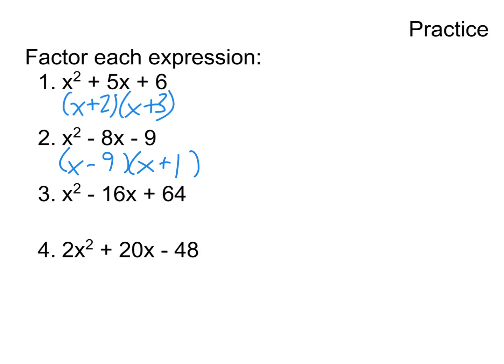Number 3, add to negative 16, multiply to 64. That ends up being negative 8 and negative 8. But I don't really want to leave my answer like this: x minus 8 times x minus 8. We want to write this as succinctly as possible, and I can write that a little bit shorter. So rather than x minus 8 times x minus 8, since it's multiplied by itself, I can write it as x minus 8 squared. And so we're just going to take that one extra little step there and make that into x minus 8 squared.